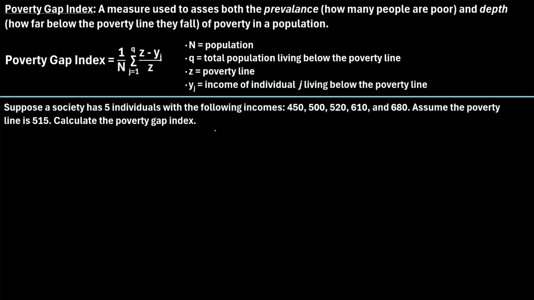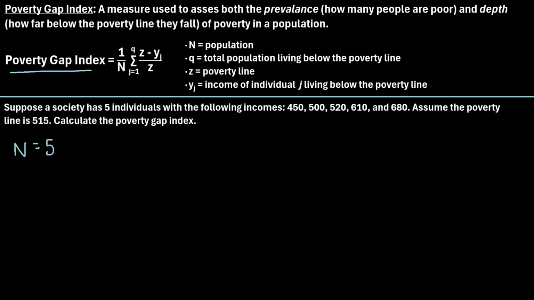So let's take a look at a simple example of how to actually calculate the poverty gap index. Suppose a society has 5 individuals with the following incomes: 450, 500, 520, 610, and 680. Assume the poverty line is 515. Calculate the poverty gap index. So in this simple example, we have a society where there are only 5 individuals. So n, in this case, the population is 5. So let's write that down. N is equal to 5.